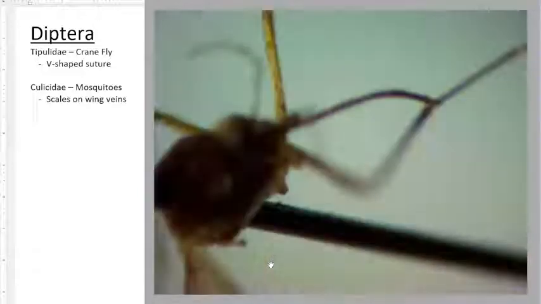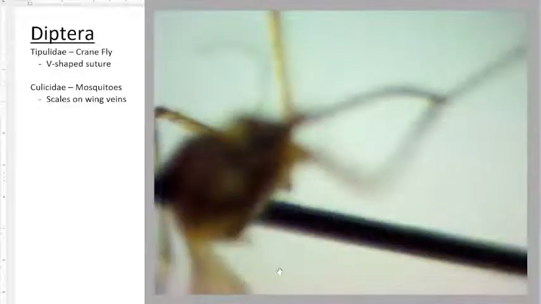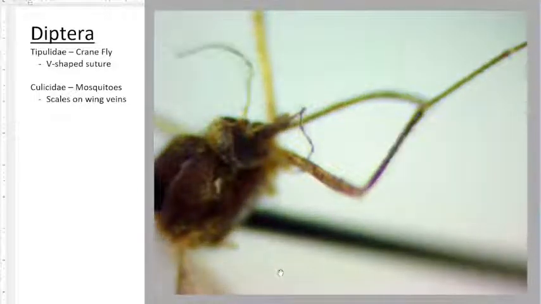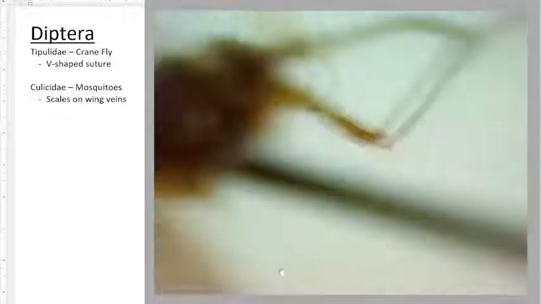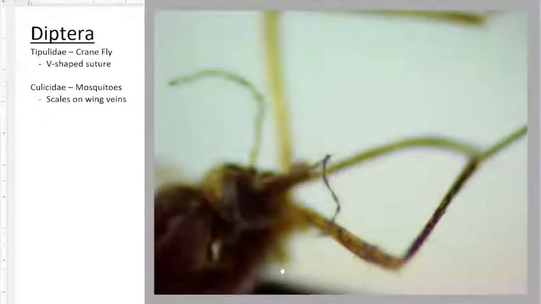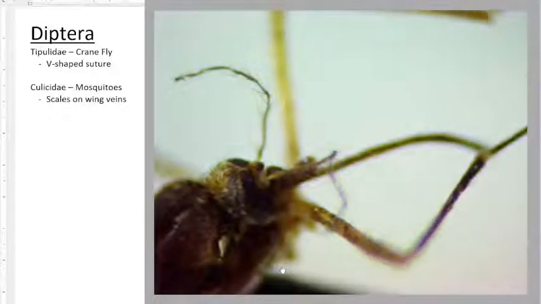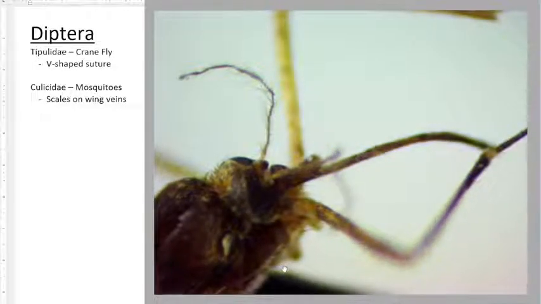All right, so yeah, you can see that's the entire specimen, but I want to see if we can see the head at all. It might be bad. I haven't looked at it yet. It's not horrible.